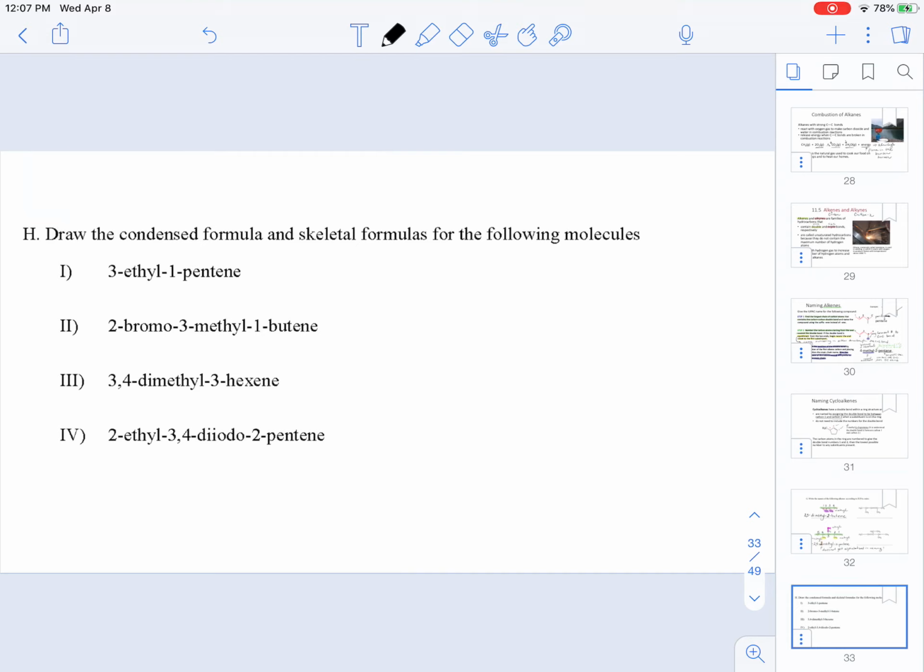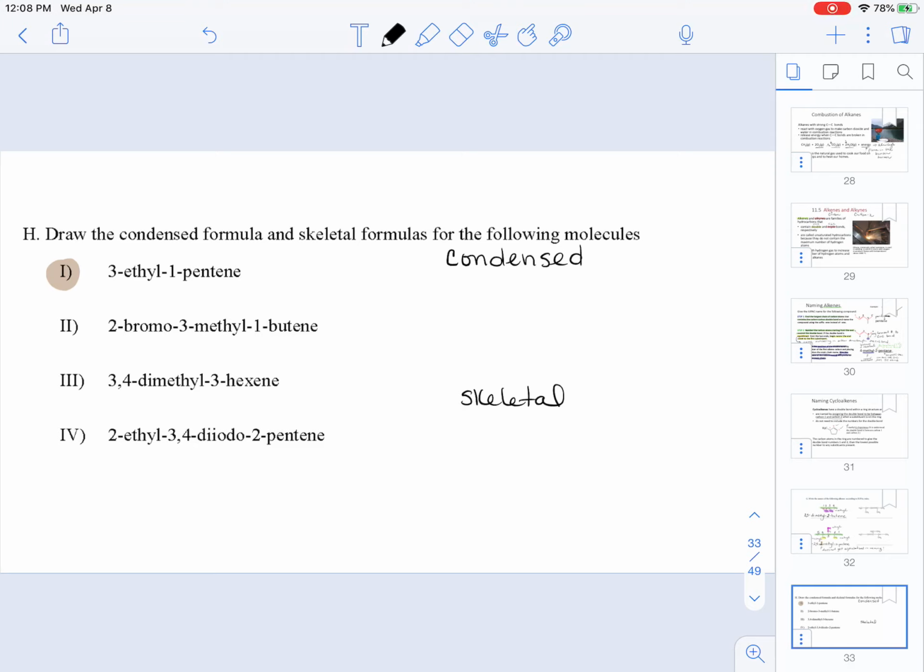Now I'm going to do at least one of the examples in which, given the name, we draw the condensed and skeletal formula for these compounds. I'm just going to do Roman numeral 1. So when it comes to 3-ethyl-1-pentene, and I have to do the condensed versus the skeletal formula, this is how we draw them.